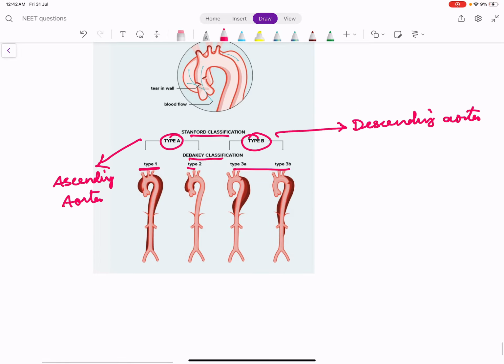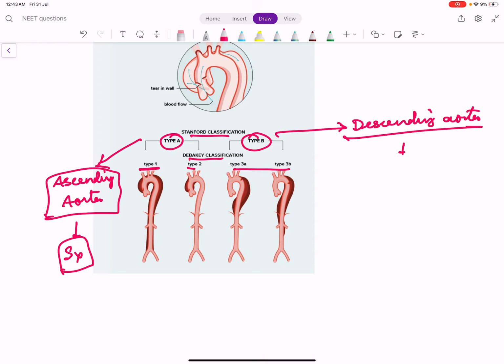So Stanford A and B: A is ascending aorta involvement, either both ascending and descending aorta are involved or only the ascending aorta is involved. Type B is only descending aorta involved. So DeBakey type 1 is both ascending and descending aorta, type 2 is only ascending aorta, type 3 is only descending aorta. When the ascending aorta is involved, the treatment is surgery. It's an emergency. When the descending aorta is involved, we can go for medical management by BP control and we can wait. And we do surgery only in elective cases.